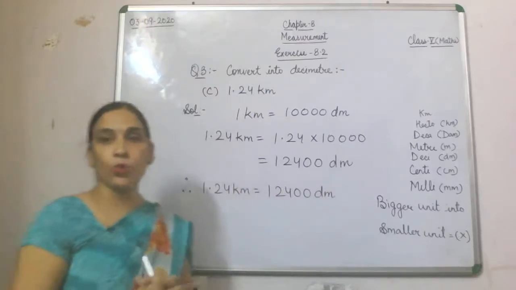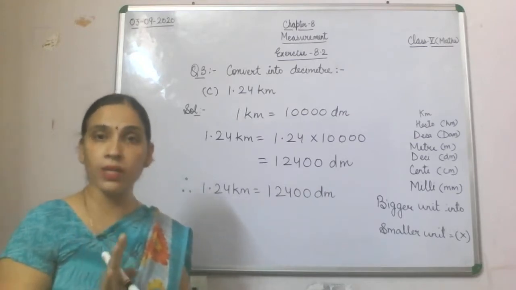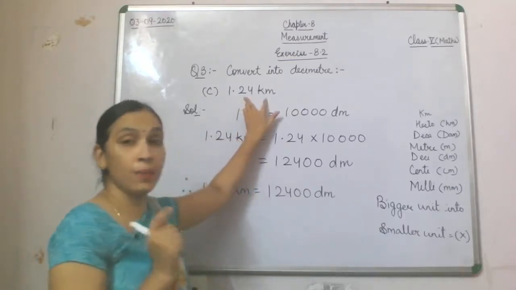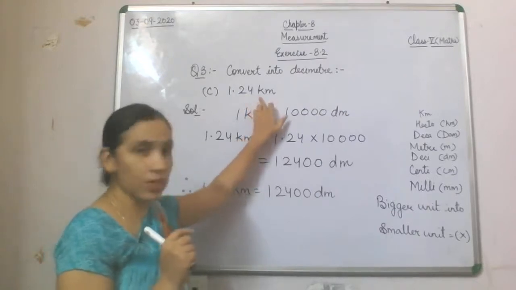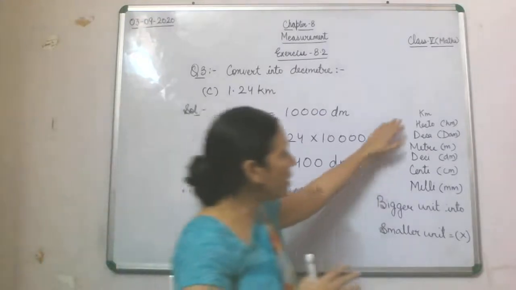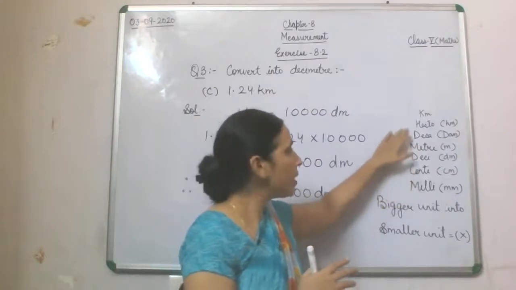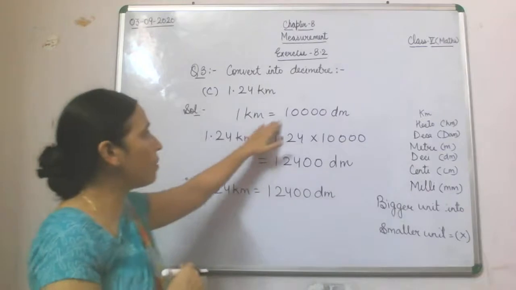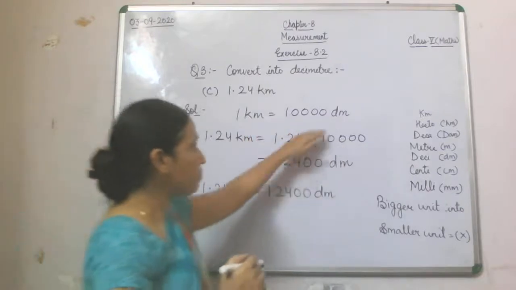So let's start once again. In this, the question is given in kilometer, 1.24 kilometer, and you are supposed to change it into decimeter. So we are going to find a relation between kilometer and decimeter. Here we will see from kilometer to decimeter how many steps we come down. Here 1, 2, 3 and 4 steps. It means 1 will be followed by 4 zeros, and we will write the unit decimeter here.